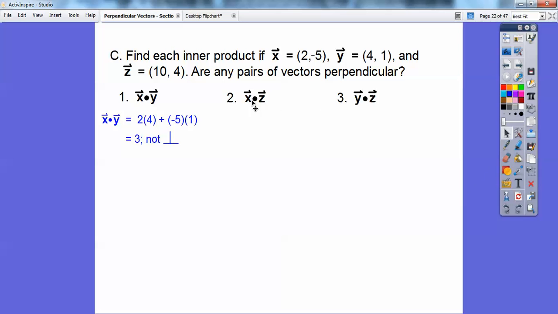This guy right here, I'm going to multiply the x coordinates and the y coordinates and add them together, and I get 0 on this one, so yes, this one is perpendicular. And then y and z: 4 times 10 is 40, plus 1 times 4 is 4, so 40 plus 4 is 44, so that one is not perpendicular as well.